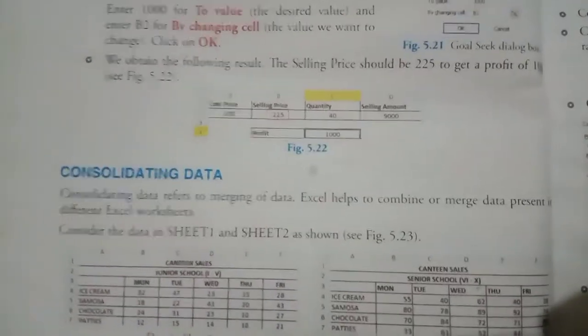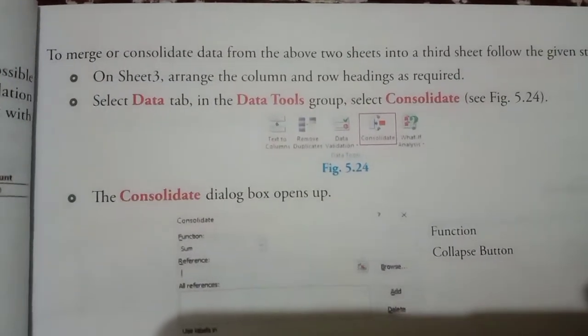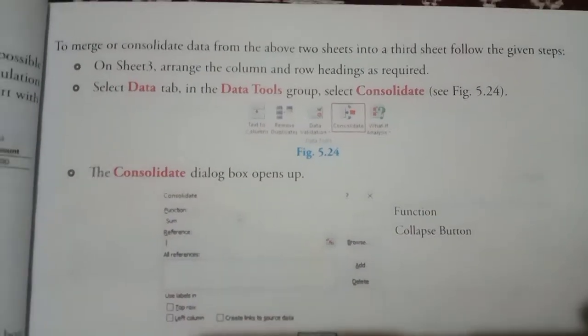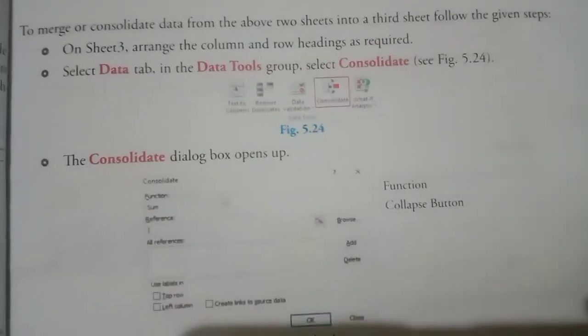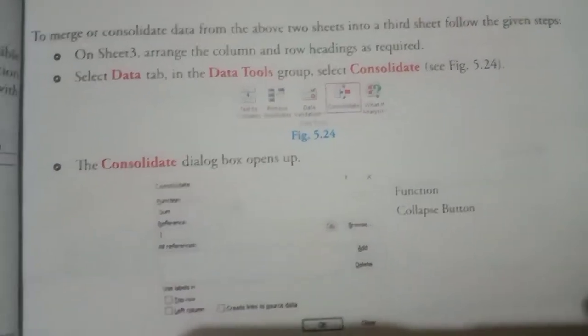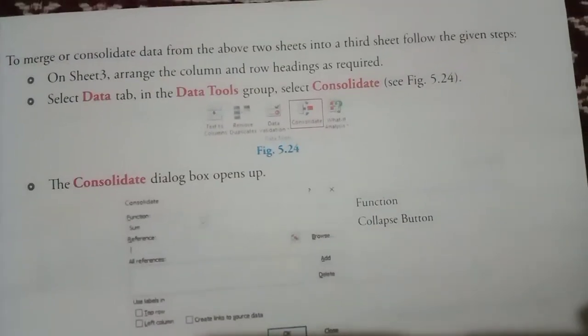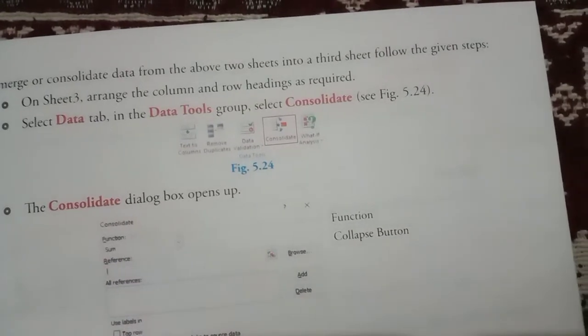Then after, what you need to do is, so the options are: to merge or consolidate data from the above two sheets into a third sheet, follow the given steps. You have to follow these steps to join these two data. In sheet 3, arrange the columns and new headings, whatever headings are required.